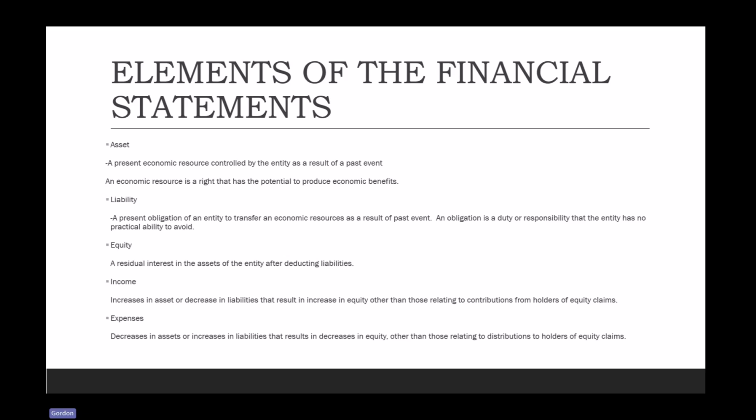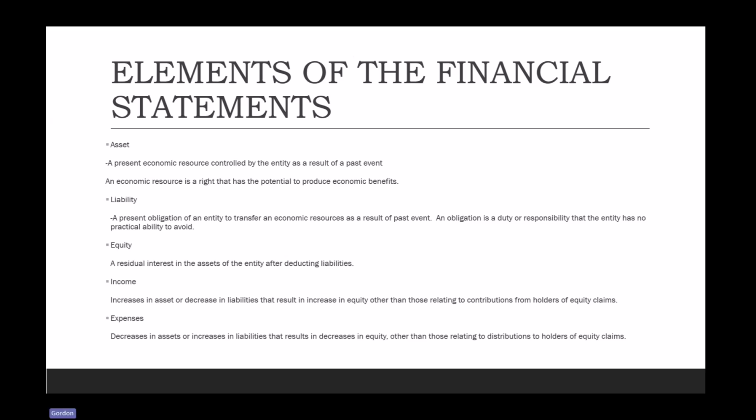Why is electricity expense, or the electricity bill that I get from ESCOM, an expense? Because it is decreasing our income. We're taking money out of our bank account in order to pay. That's why it becomes an expense.